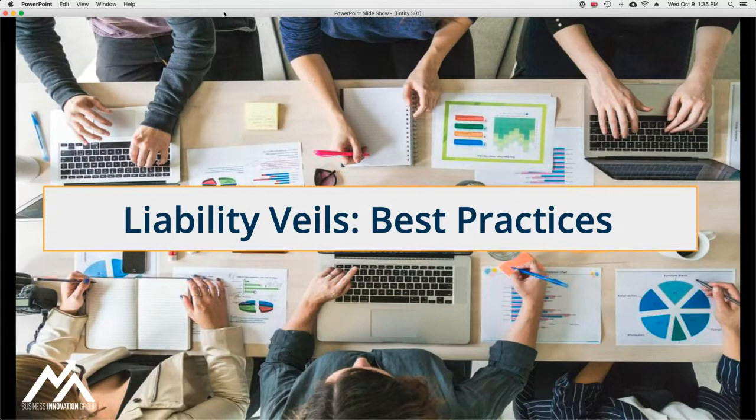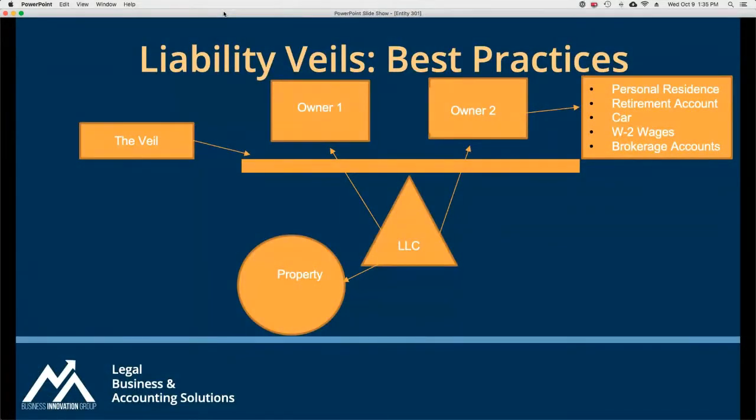So liability veils. Let's talk a little bit about this, best practices. Now, this is going to build a little bit on what I was talking about in 201, but I'm going to review a little bit of it, in case you didn't see that or hear that discussion, so at least we're on the same page. When we're talking about liability veils, what we're saying is that when you create a company, like an LLC or a corporation, I keep saying that it gets great asset protection. Well, what does that mean? It means the company itself has this barrier between you as the owner and the assets that are in the company.